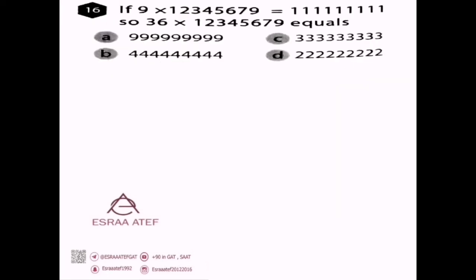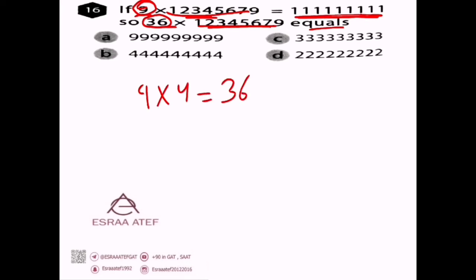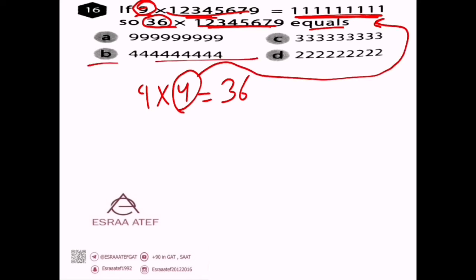Next one, if 9 times this number equals this number, so 36 times this number equals what? It's very easy. If 9 times the same number gives me all of them, okay. If 36 times the same number, which is meaning 9, I times it by 4 to give me 36. So I times it by 4. So I will times the 4 by the number which I got. It will be the answer, which is B.